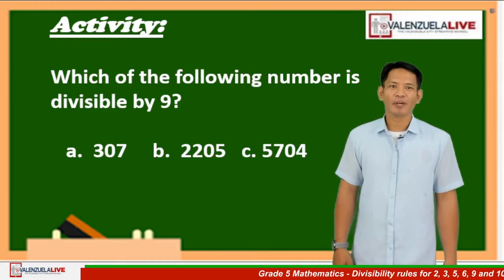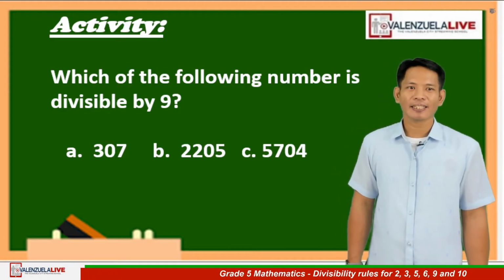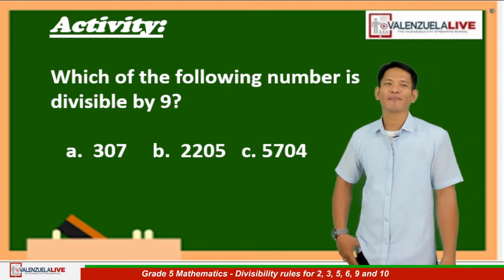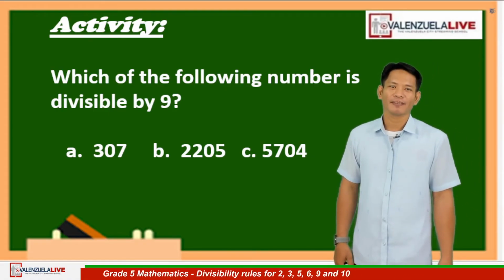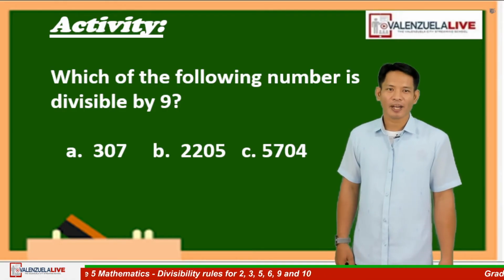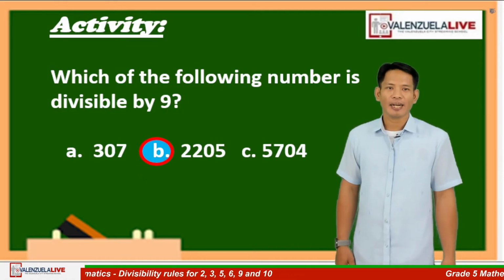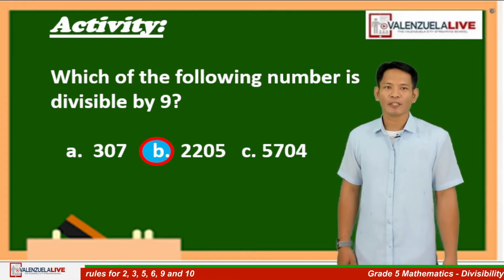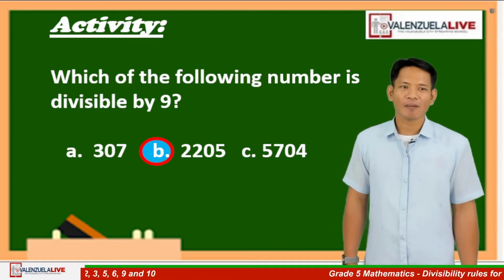Which of the following numbers is divisible by 9? Is it A, 307, B, 2,205, or letter C, 5,704? By adding the digits, we have letter B as the correct answer. Why? Because 2 plus 2 plus 0 plus 5, the sum is 9.